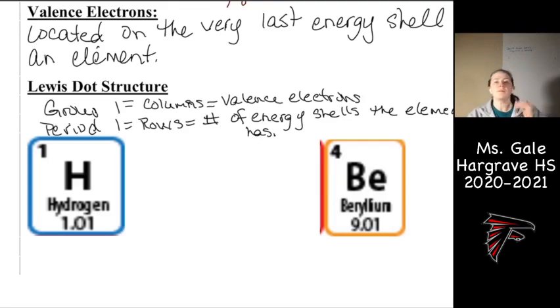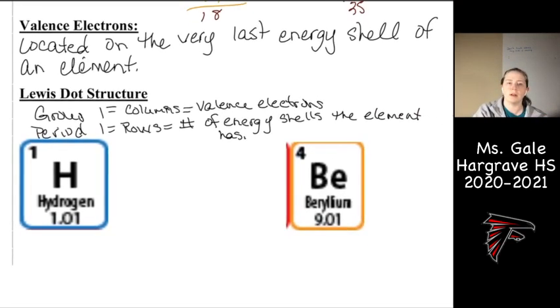Sorry about that. So I have hydrogen. Hydrogen is in group 1, period 1, so it only has one ring. We know that. And with it being in group 1A, we know hydrogen has one electron. And it's only one ring, so it has one valence electron.